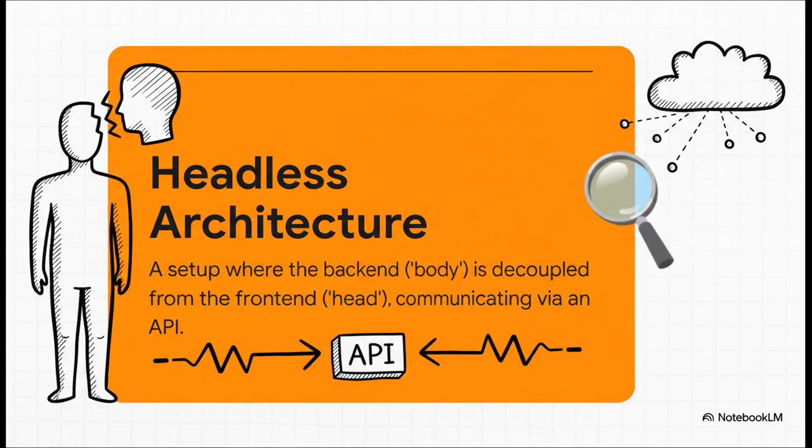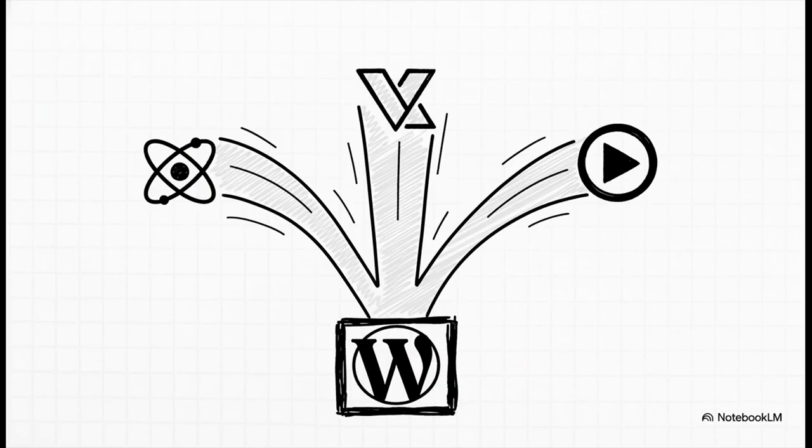Okay, so what does headless actually mean? It's a crucial concept. Imagine your website has a body and a head. The body is the backend, in our case, WordPress. That's where all your content lives and gets managed. The head is the front end, the pretty part that users actually see and click on. In a headless setup, you basically chop the head off. The body and head are now separate, or decoupled, and they talk to each other through a language they both understand, an API. And that, right there, is where the magic happens.